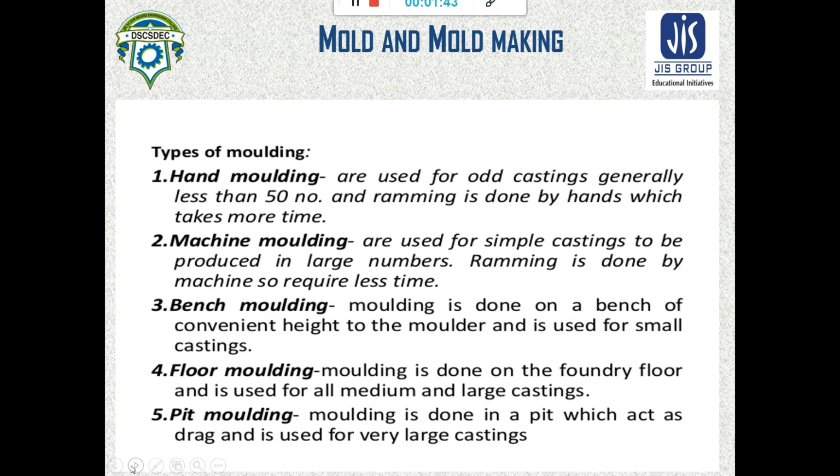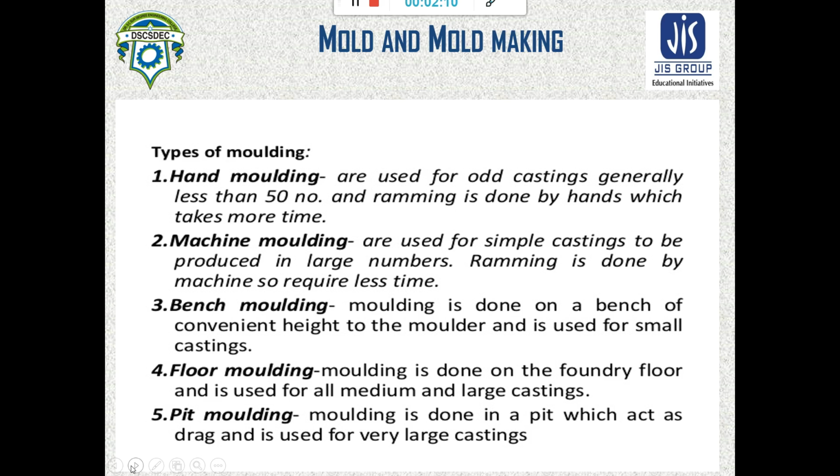But if you need to manufacture a large number of products, at that time machine molding should be done. And what is machine molding? Machine molding is used for simple castings to be produced in large numbers, and in machine molding the ramming is done by machine, so it requires less time.